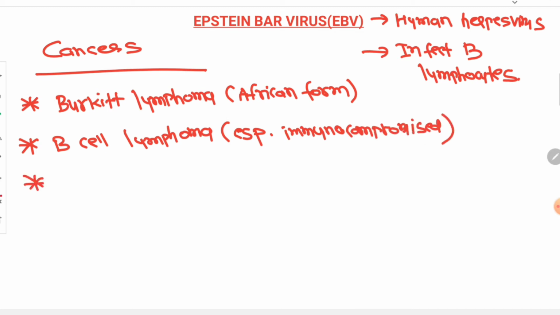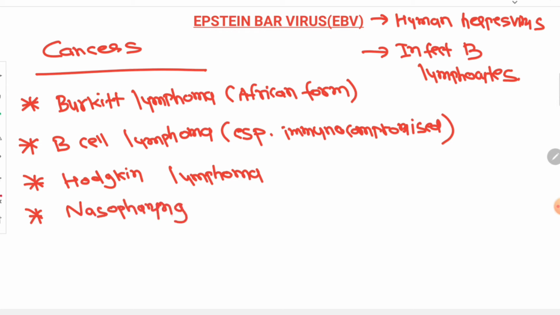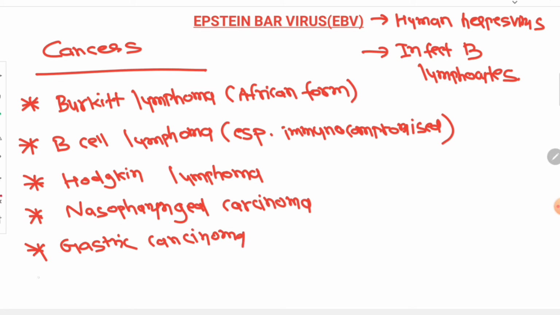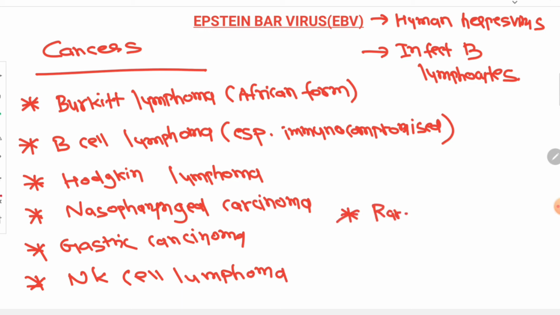Third cancer, they can lead to development of certain forms of Hodgkin lymphoma. Nasopharyngeal carcinoma can occur by Epstein-Barr virus. Epstein-Barr virus can lead to development of gastric carcinoma, particularly gastric adenocarcinoma. They can lead to development of natural killer cell lymphoma like that of T cell lymphoma, and rarely they can cause sarcoma. Alright. Now let's understand the pathogenesis of Epstein-Barr virus, how they cause the cancer.